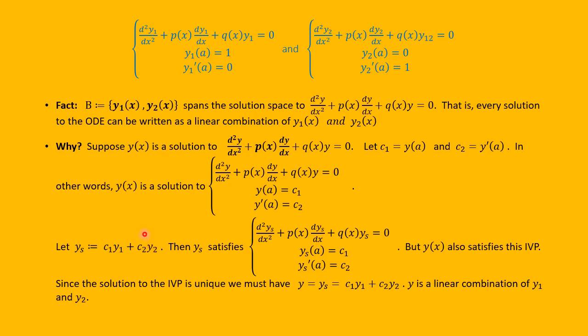So what we have done is arbitrarily pick any solution to this differential equation, and we have shown that we can write that particular solution as a linear combination of y1 and y2. And that means that this set of vectors spans the solution space for this homogeneous linear second order differential equation. Any solution to this differential equation is going to turn out to be some linear combination of y1 and y2.